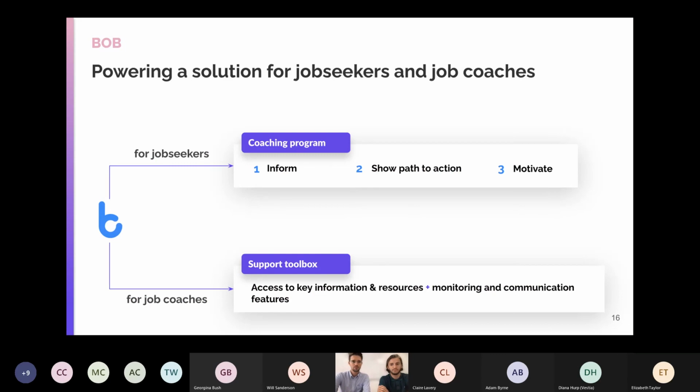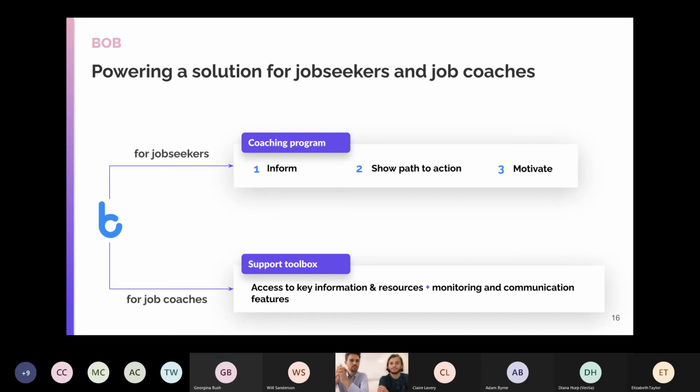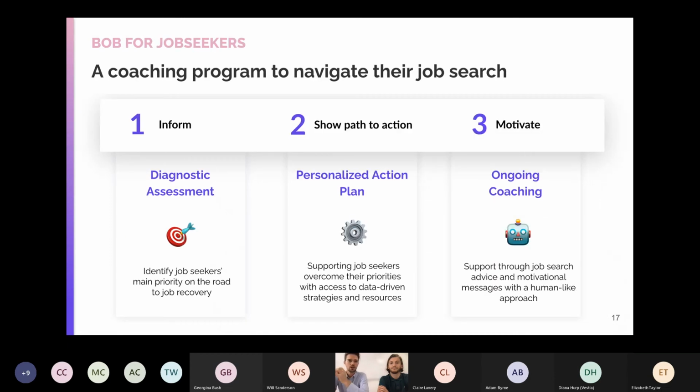So going to what's Bob more specifically, right? And then we'll go to the demo. Bob really is a technology, a digital coaching technology that can be used both to help job seekers or to support job coaches. For job seekers, it's a technology that powers a coaching program that helps job seekers navigate their job search, basically doing 3 things.